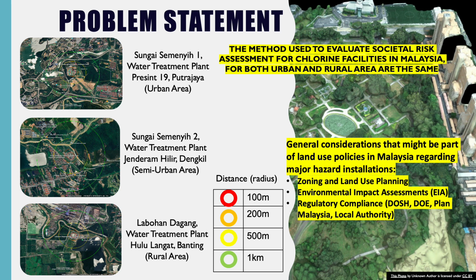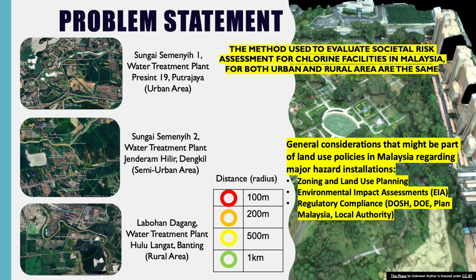This slide shows the Sungai Semenyih 1 water treatment plant, Precinct 19 Putrajaya, which is an urban area, the Sungai Semenyih 2 water treatment plant, Jenderal Hilir Dengkil, which is a semi-urban area, and the Labuhan Dagang water treatment plant, Hulu Langat Banting, which is a rural area. The legend shows the distance radius from the water treatment plant to the residential and commercial areas. The red circle is a 1000 meter radius. The orange circle is a 200 meter radius.